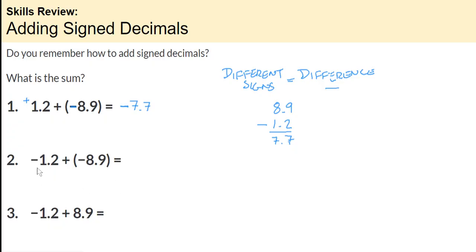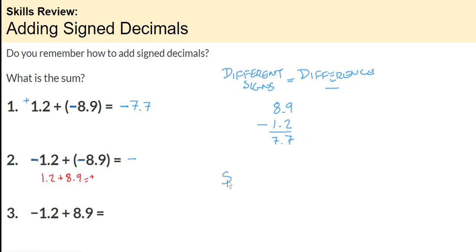All right. Question 2, is your answer positive or negative? Your answer will be negative, right? You have a negative plus another negative. So same signs. When the signs are the same, keep it the same, right? If we did positive 1.2 plus positive 8.9, your answer is going to be positive, right? So if I have negative plus negative, your answer will be a negative. All right. So now that we have that, the next thing we're going to do is we're going to take the sum. Remember, same sign.